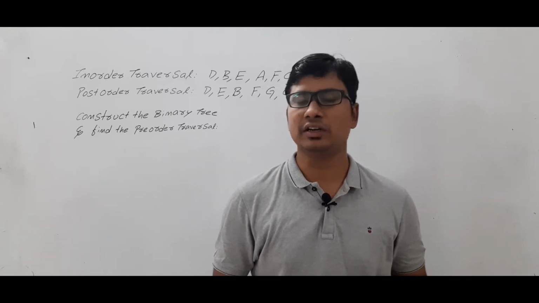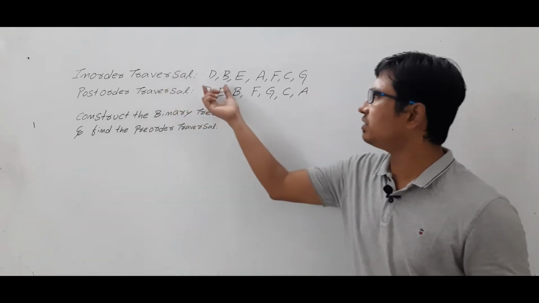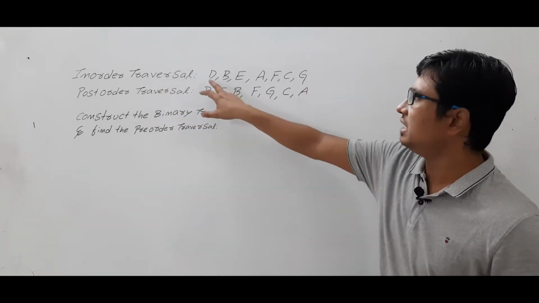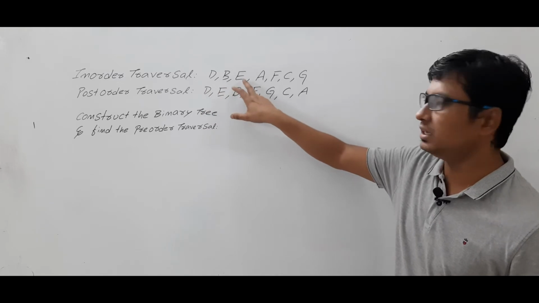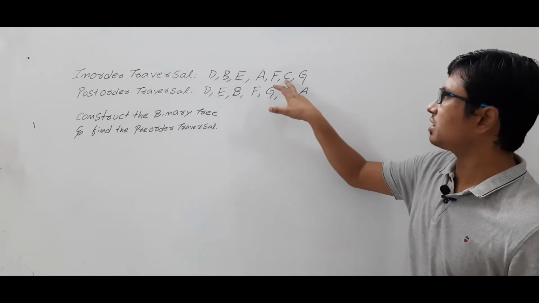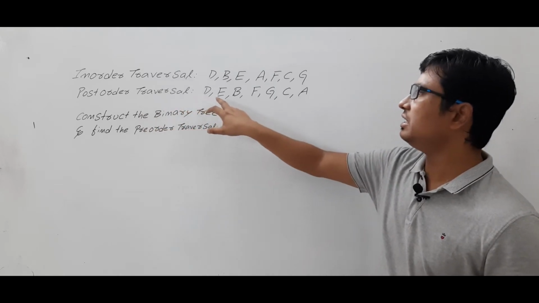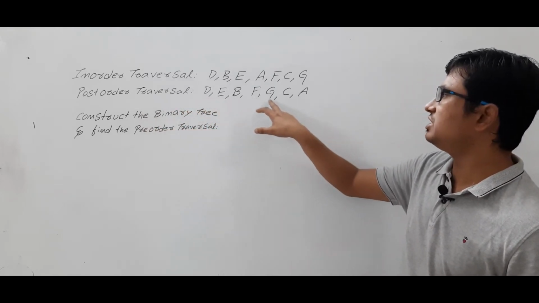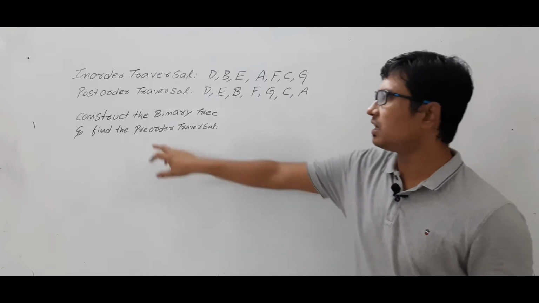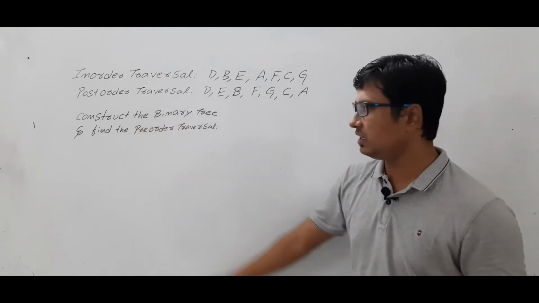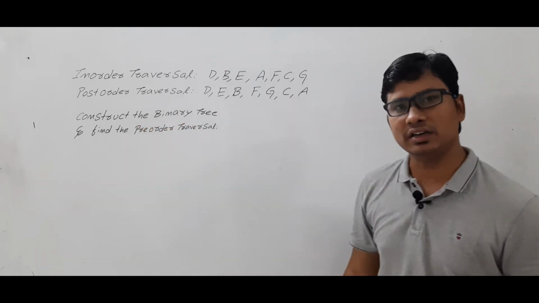So, they have given the in-order traversal as D, B, E, A, F, C, G. And the post-order traversal is D, E, B, F, G, C, A. And they are asking us to construct the binary tree and find the pre-order traversal.